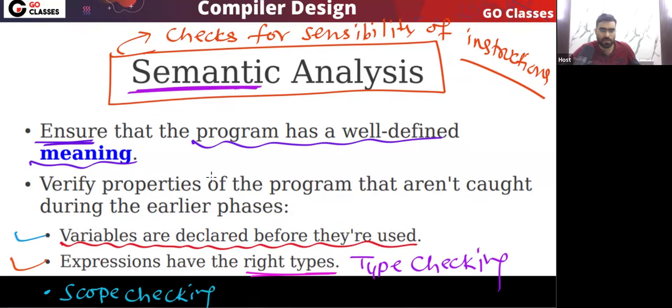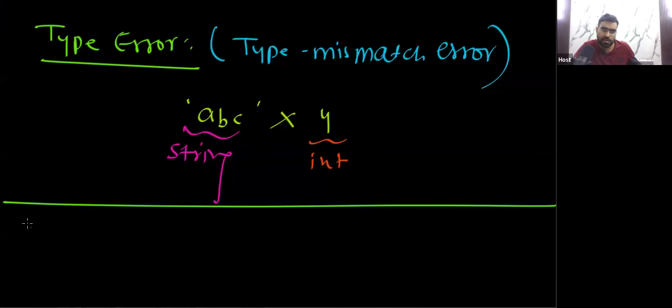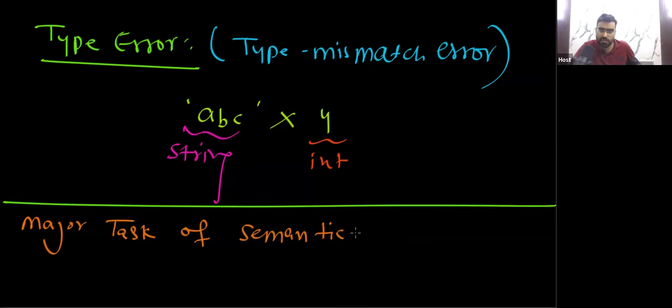Let me tell you one more thing. The major task of semantic analysis is type checking. This type checking is the major task of semantic analysis. If someone asks you what the major task of semantic analysis is, remember: semantic analysis will do a lot of things, but the major task of semantic analysis is basically type checking.